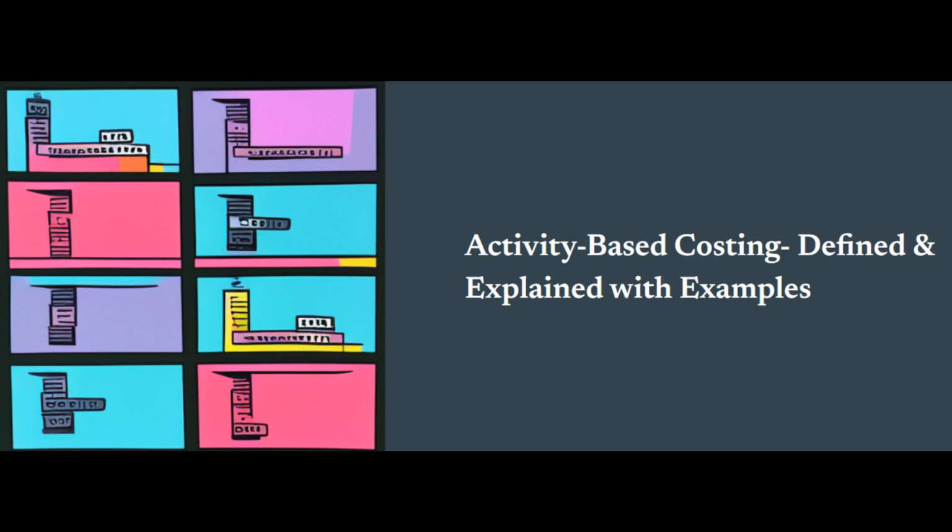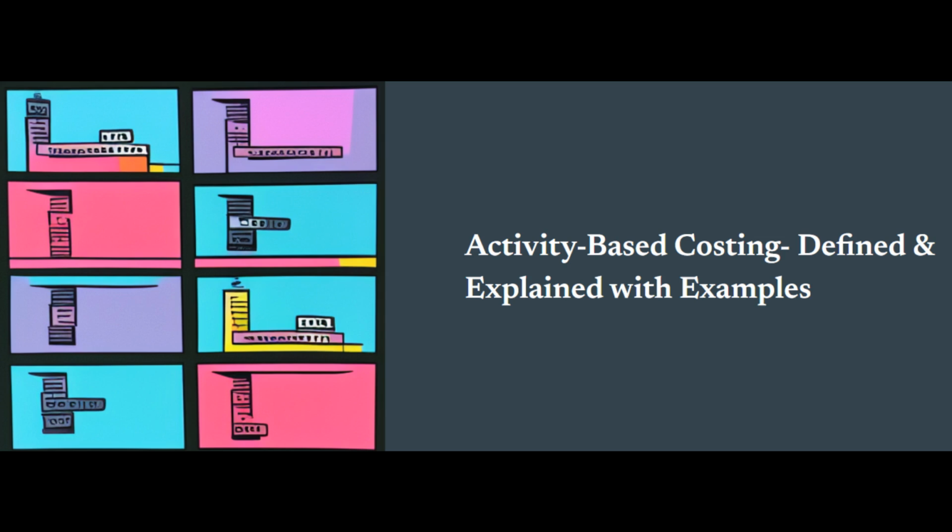Imagine this: you've got a low volume product that requires a ton of resources and time, yet it's priced as if it's just another item rolling off the assembly line. Meanwhile, your high volume products might be underpriced, leaving money on the table. This is where activity-based costing steps in to save the day. ABC assigns costs based on the actual activities required to produce each product or service. It's about recognizing that not all products are created equal.